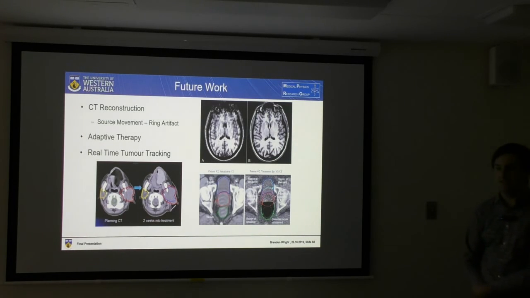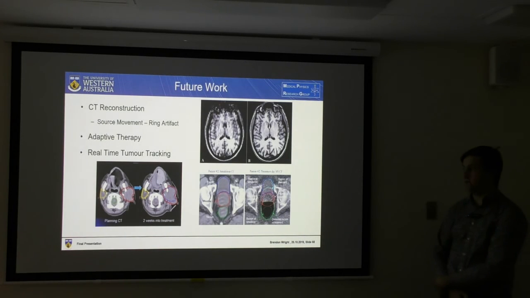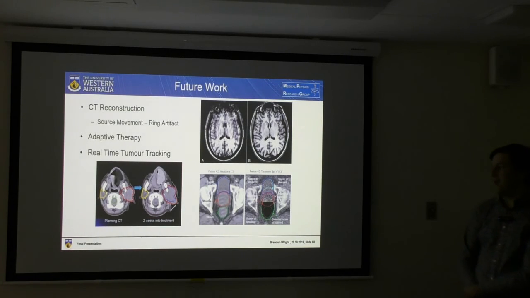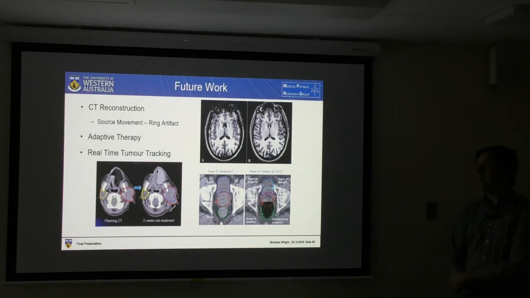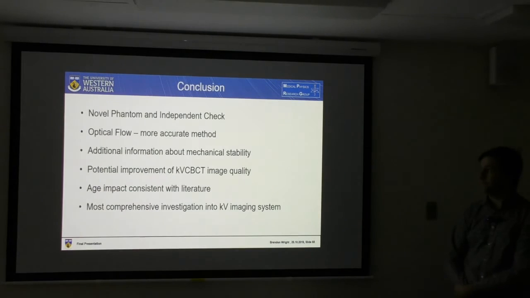The improvements in KV-CBCT can lead to the implementation of adaptive therapy inside of radiation treatment and can allow for better treatment outcomes for patients. And the ability to find a new novel method in optical flow as opposed to the Hough transform can assist in real-time tumour tracking, as the method itself tracks based off of intensity gradients rather than based off objects, and therefore it can track just based on the tumour itself rather than having to insert fiducial markers.